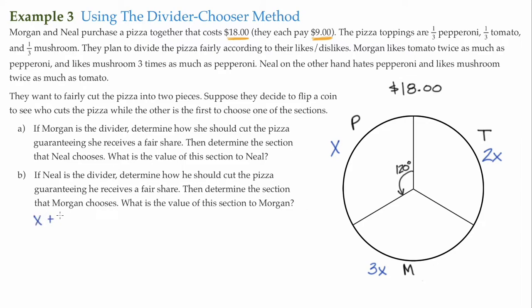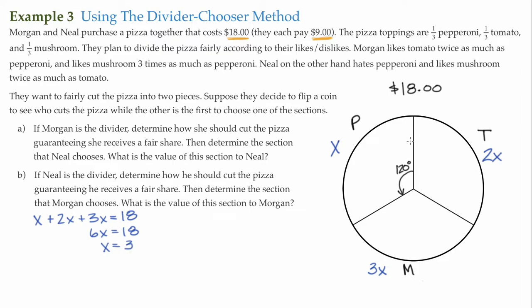X plus 2X plus 3X should be equal to the price of the pizza, which is $18. X and 2X and 3X, that's 6X. Using a little bit of algebra, we'll divide both sides by 6. X has got to be 3.